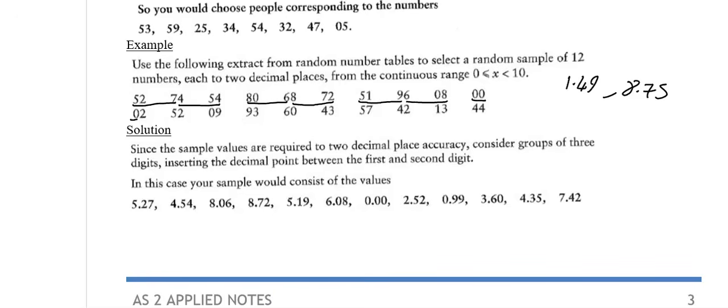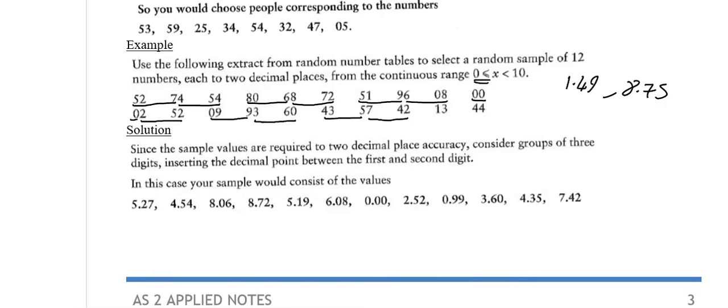Let's just check that one. Yep, that's going to be fine because the range was 0 less than or equal to x. So you were allowed to have 0. So 0.00 is going to be fine. And then 2, 5, 2. And then 099, and then 360, and then 435, and then 742. So that will be our 12 numbers.